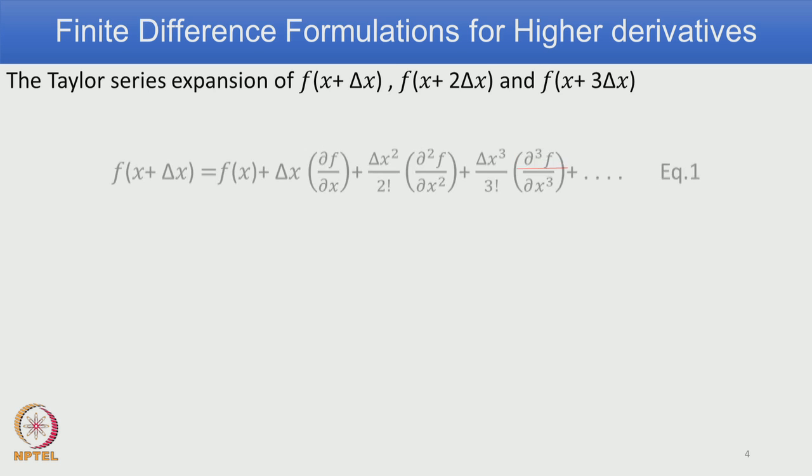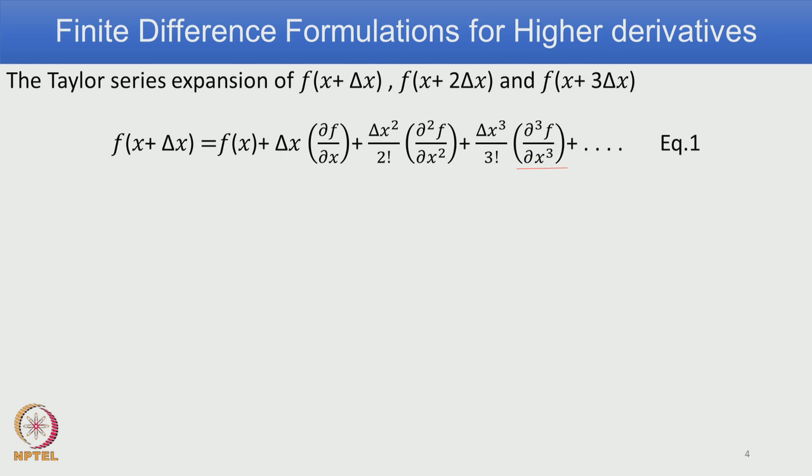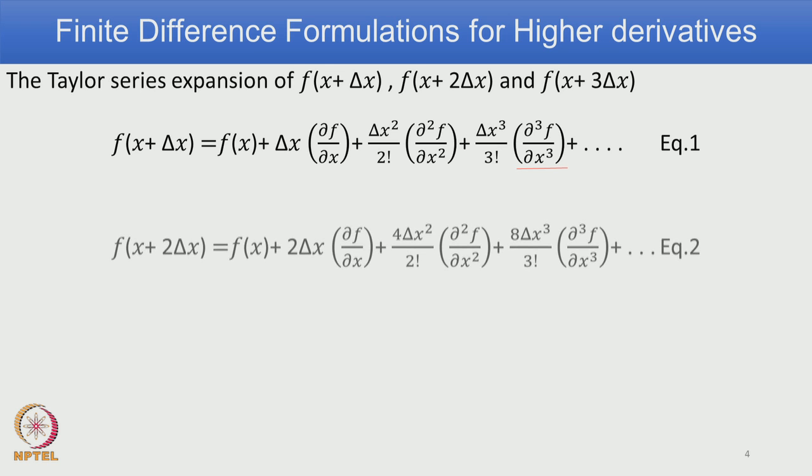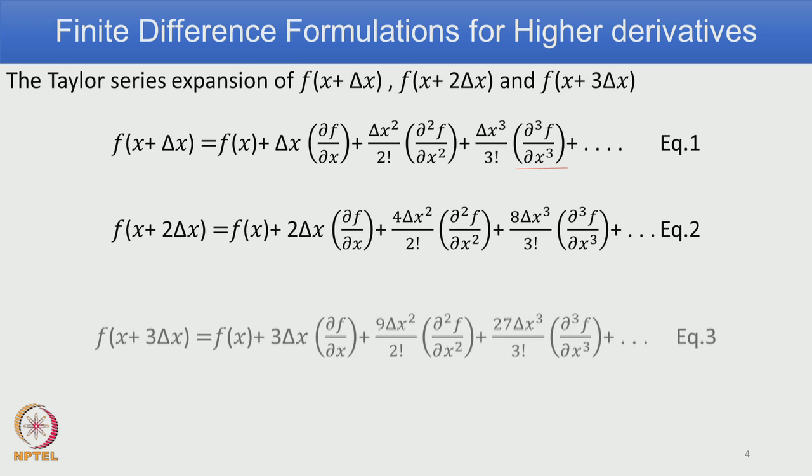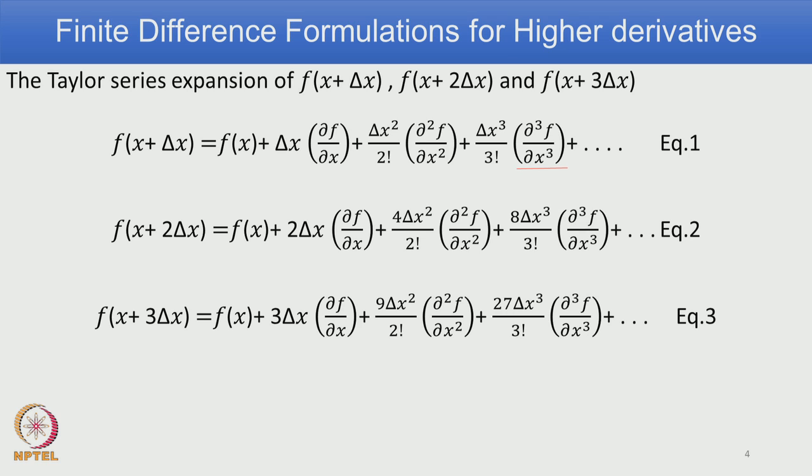Taylor series expansion is written for three different spacings: f of x plus delta x, f of x plus 2 delta x and f of x plus 3 delta x. By now, you are familiar with how to write Taylor series expansion in any direction, either forward or backward. You are also familiar with the procedure to get any difference formula. Writing the equation for three different spacings, what we are interested in is the last term, the third derivative term, dou cube f by dou x cube, and that term is there in all three equations, equation 1, equation 2 and equation 3.